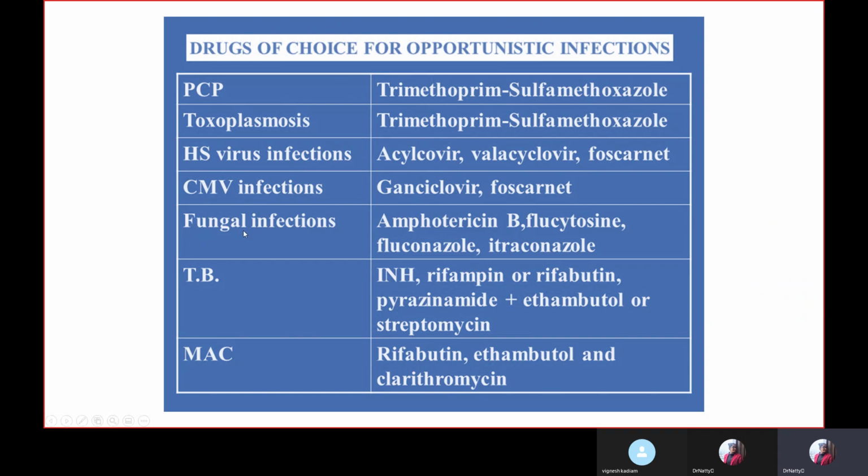And then if there is any deep fungal infection, you give amphotericin B. For tuberculosis, it is isoniazid, rifampicin and pyrazinamide. For Mycobacterium avium complex, you give rifabutin and ethambutol.